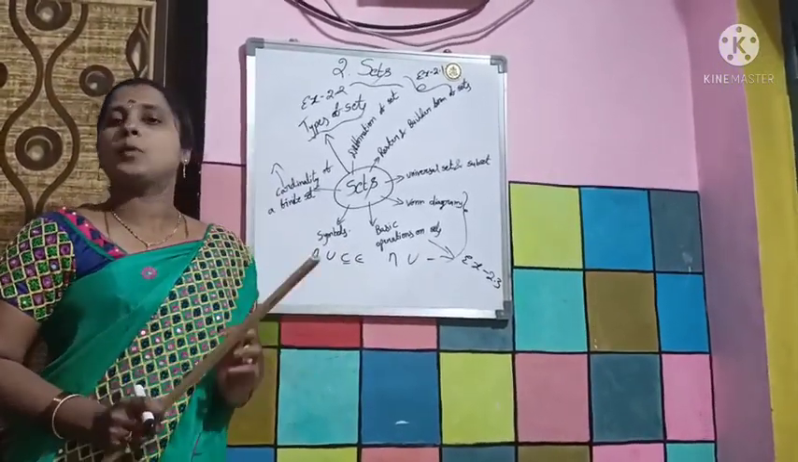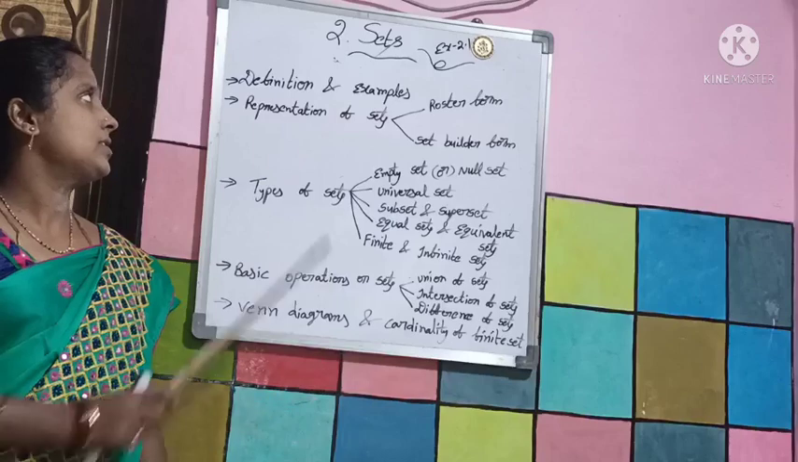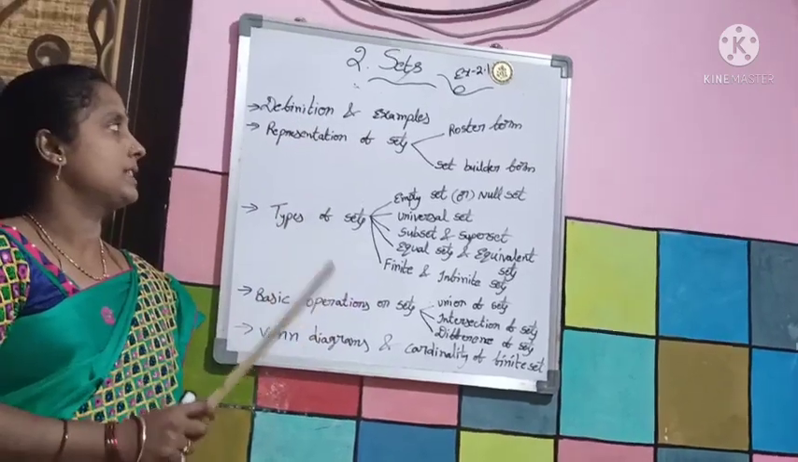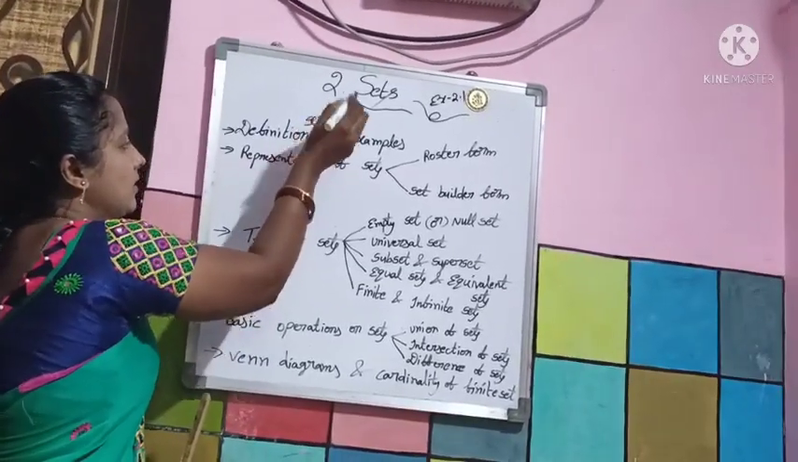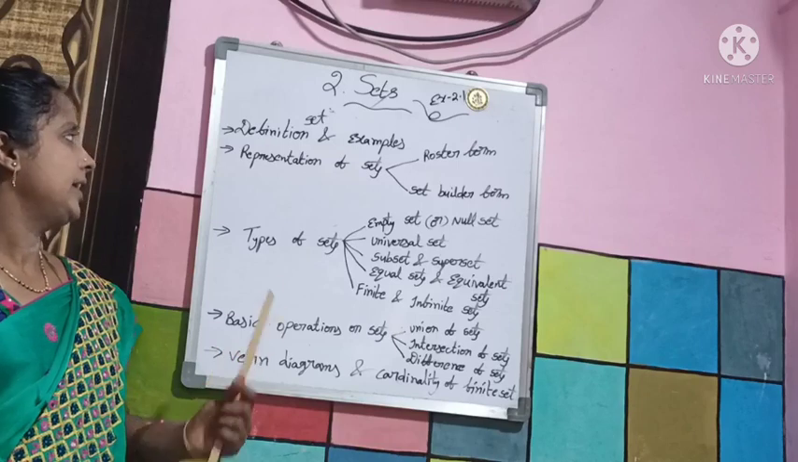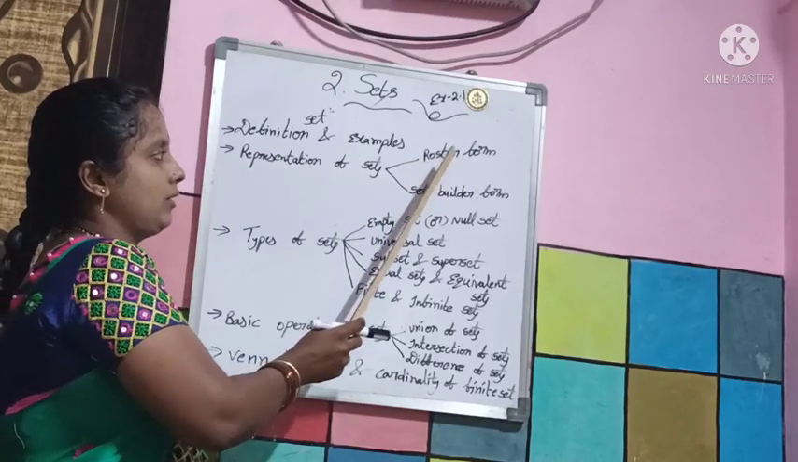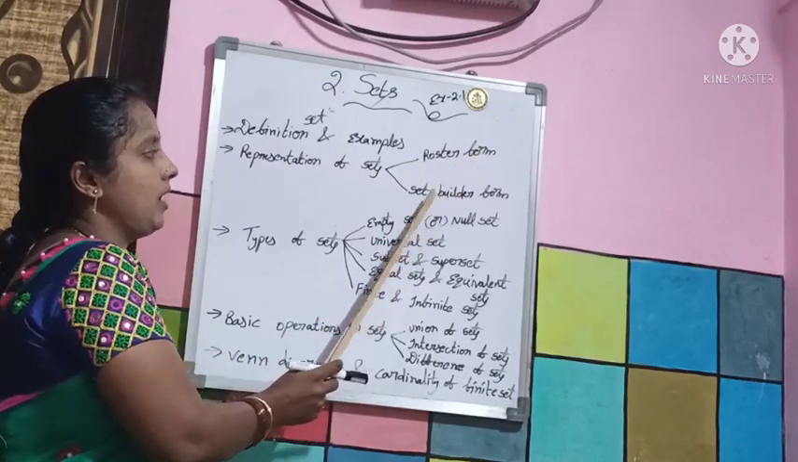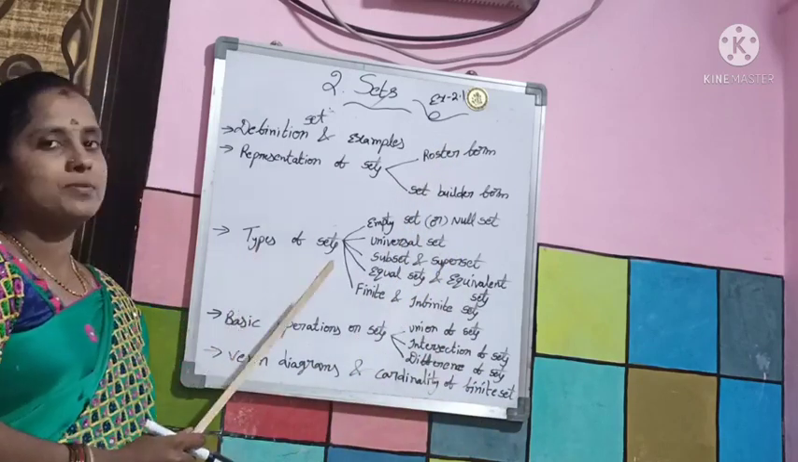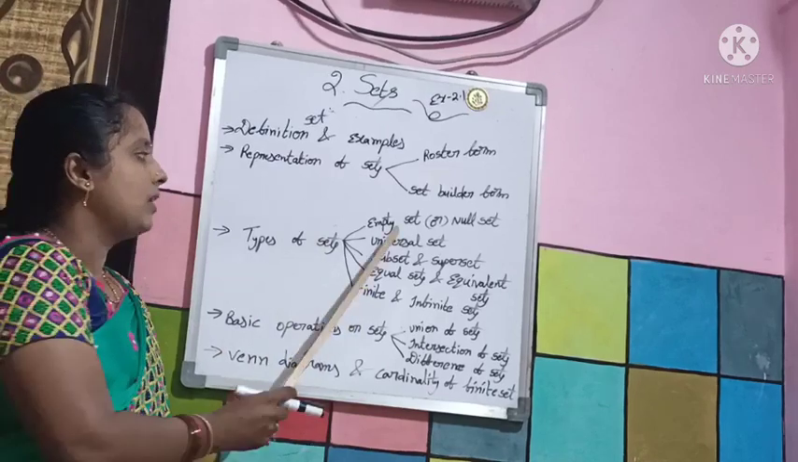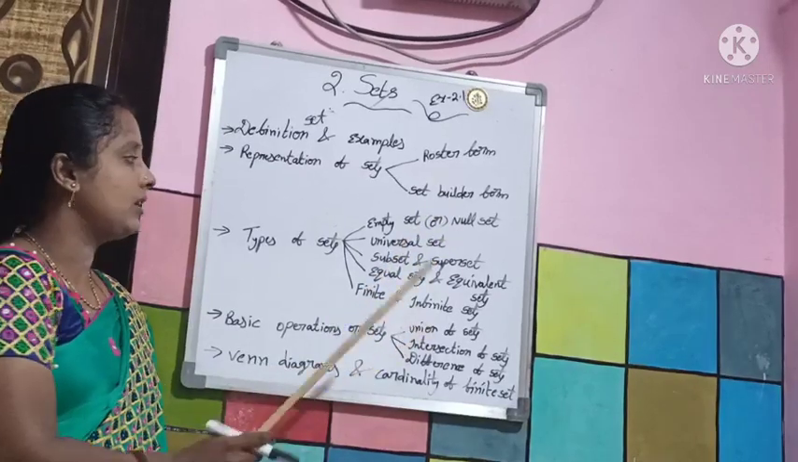First, we discuss what is a set. Students, first the definition of set and examples. Next, representation of sets, 2 types: roster form and builder form. Next, types of sets. First one, empty set or null set.